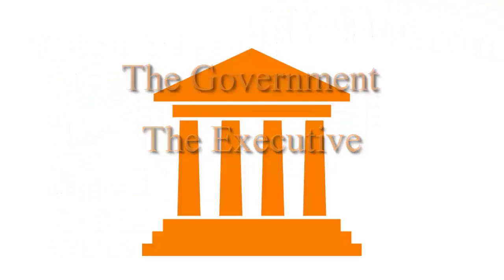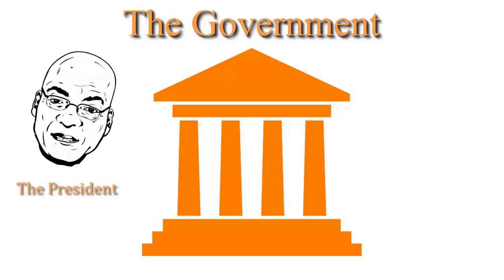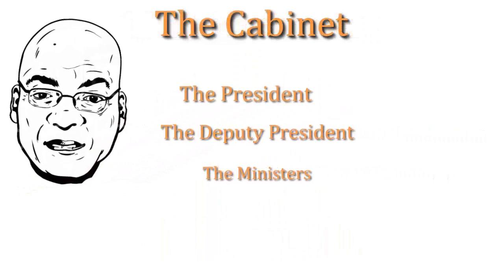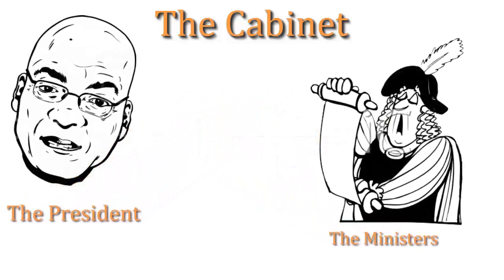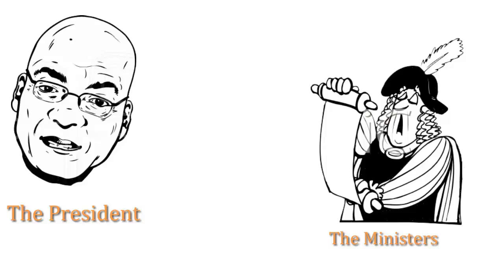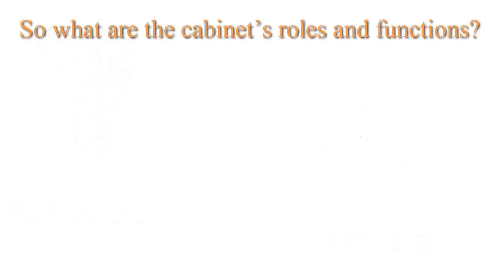The executive. The executive, also referred to as the government, consists of the president, the deputy president, and the ministers. They make up the cabinet. The president allocates responsibilities to each minister to supervise. Ministers head government departments. So what are the cabinet's roles and functions?